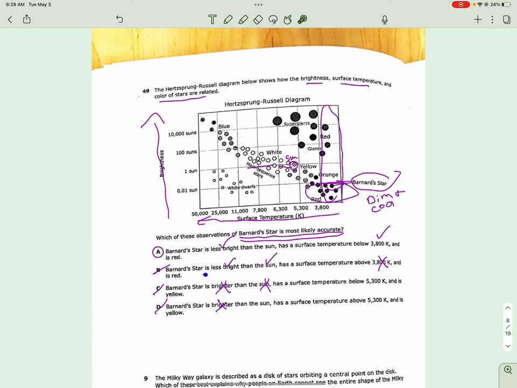Letter B says Barnard's star is less bright than the sun. It is less bright than the sun. It has a surface temperature above 3,800. It doesn't. It's within the 3,800 range. Letter C, Barnard's star is brighter than the sun. No, it's less bright because it's more towards the bottom. Letter D, Barnard's star is brighter than the sun. Again, nope. So then the correct answer is going to be letter A.